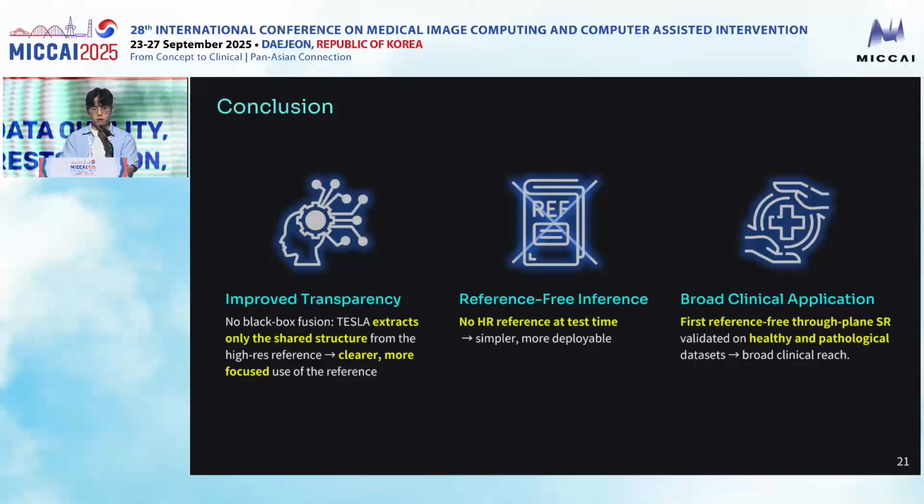To summarize, Tesla improves technical transparency by extracting only the shared structure from the high-res reference instead of black box fusion. It also supports reference-free inference at deployment. And it's the first reference-free through-plane SR model validated on both healthy and pathological datasets. So overall, Tesla shows strong potential to bridge the gap between SR technology and clinical needs.